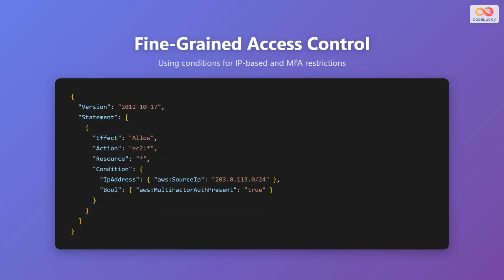This example demonstrates fine-grained access control using conditions to add multiple layers of security. The policy allows all EC2 actions, indicated by ec2:*. However, access is restricted by two conditions. First, the IP address condition ensures that requests must originate from a specific IP address range, in this case, 203.0.113.0/24. Second, the Bool condition requires that multi-factor authentication must be present and set to true.